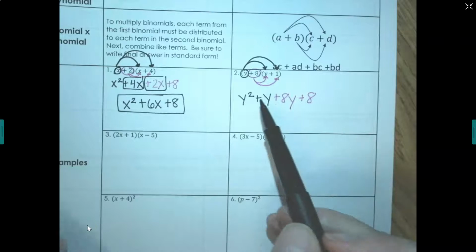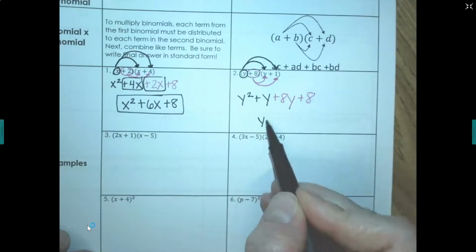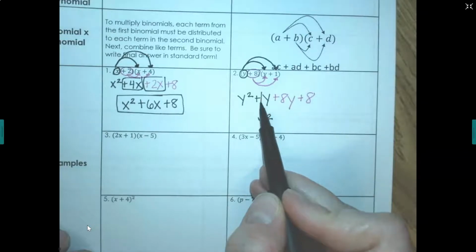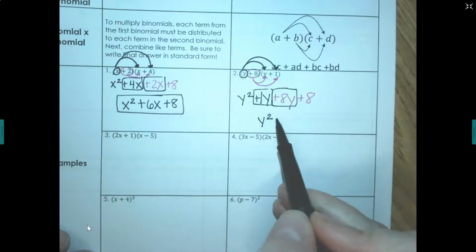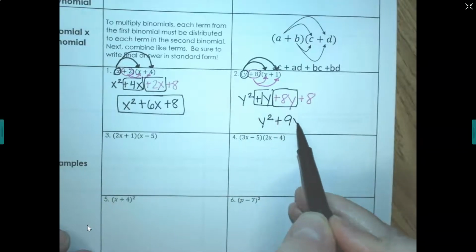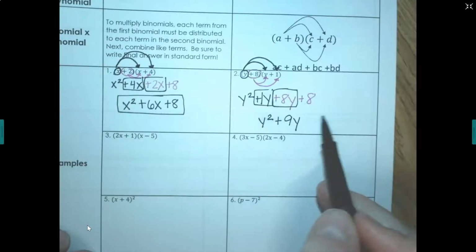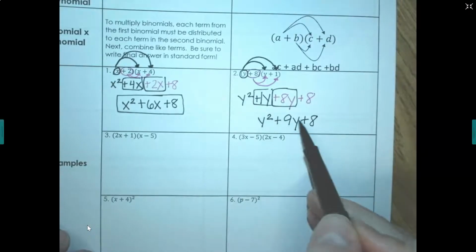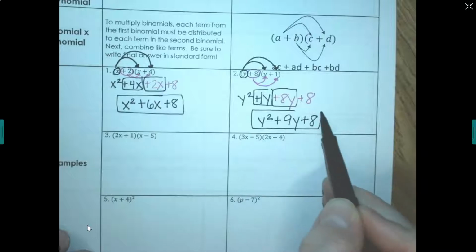Okay, look for like terms. I have a y squared. Nothing else has a squared on it, so I'm going to keep the y squared. I have, remember, that's a 1y plus 8y, so that's a plus 9y. And then I have my constant on the end who has nobody to combine with, plus 8. 2 y's, 1 y, no y's. We're in standard form.